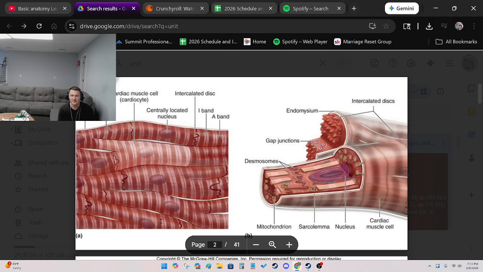Now, I band, A band, intercalated disc and endomysium. Okay, so this cardiac muscle cell, endomysium, inside the muscle layer, I should say.